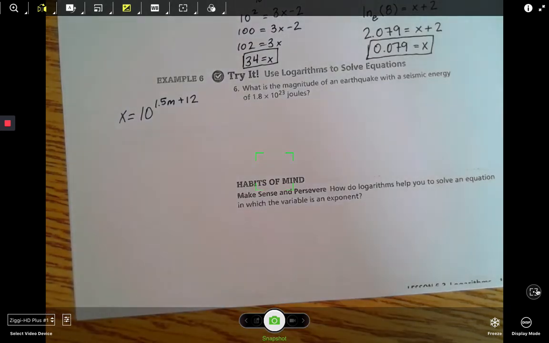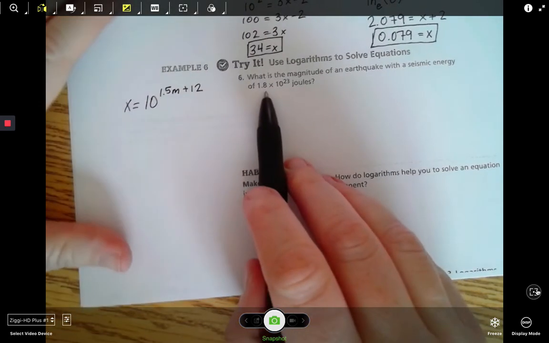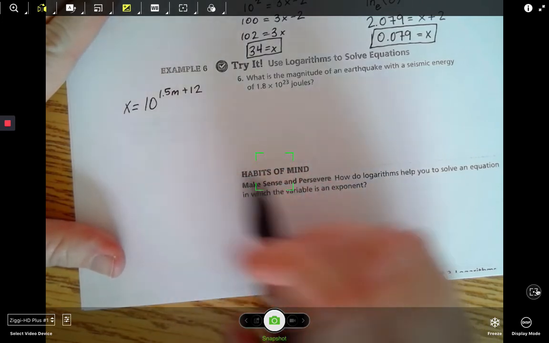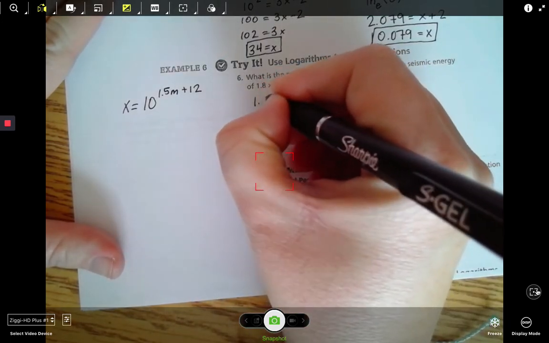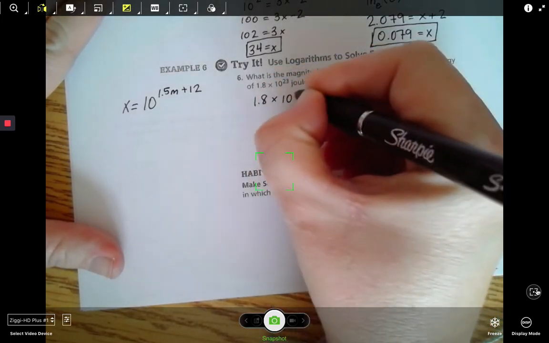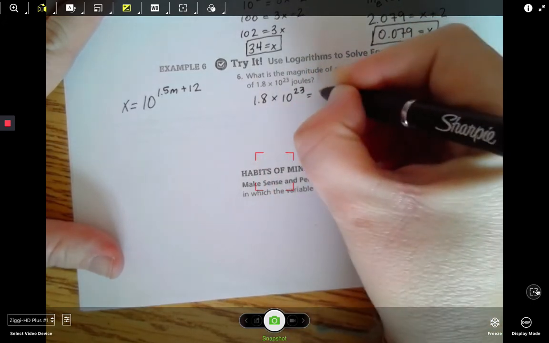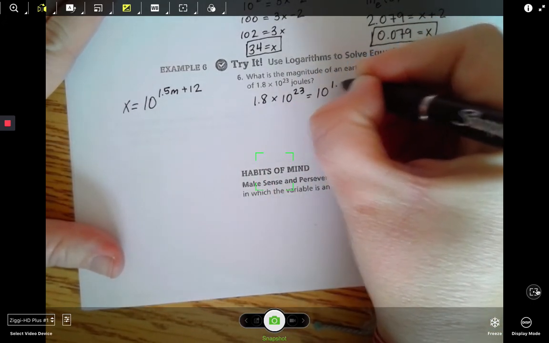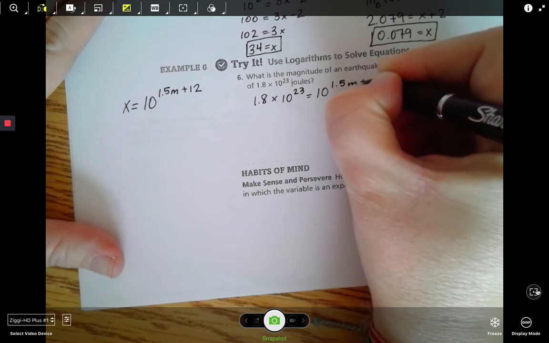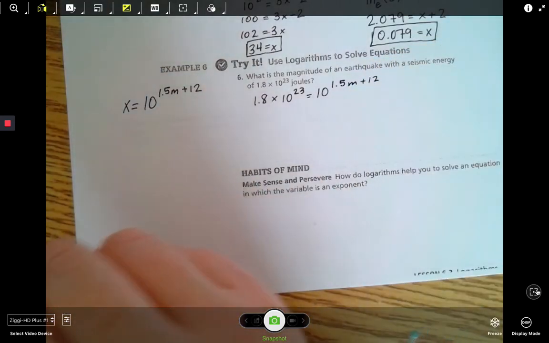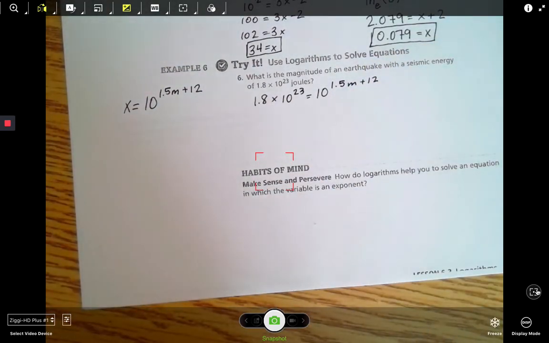Something like that I would give you. All right, we're going to substitute 1.8 times 10 raised to the 23rd in for X. So 1.8 times 10 raised to the 23rd is equal to 10 raised to the 1.5 M plus 12. Now we want to solve the equation for M.